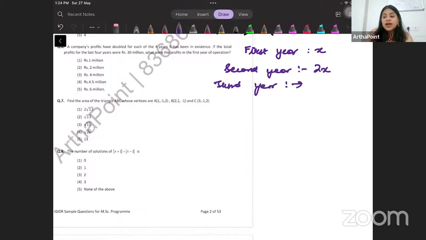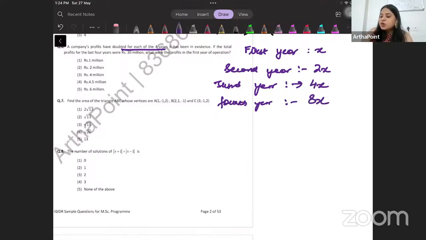Again, it has doubled as compared to the second year. It doubles for each year, it keeps doubling. So in the third year, it is going to be 2 times 2x, so it will be 4x, beta. What will be the profit in the fourth year? It will be 2 times 4x, no? So it will be 8x.